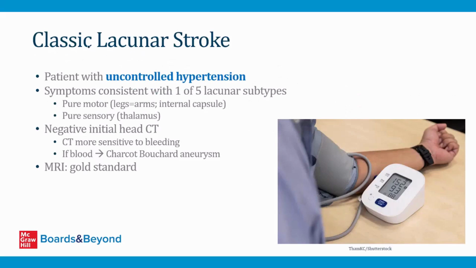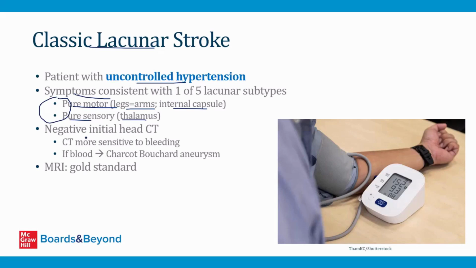So the classic clinical picture of a lacunar stroke to know for your board exams is going to be a patient with uncontrolled hypertension who presents with symptoms that are consistent with one of the 5 lacunar subtypes. Often it will be a patient with pure motor symptoms where the legs and arms are both affected from damage to the internal capsule, or it will be a patient with pure sensory symptoms where the symptoms are caused by damage to the thalamus.